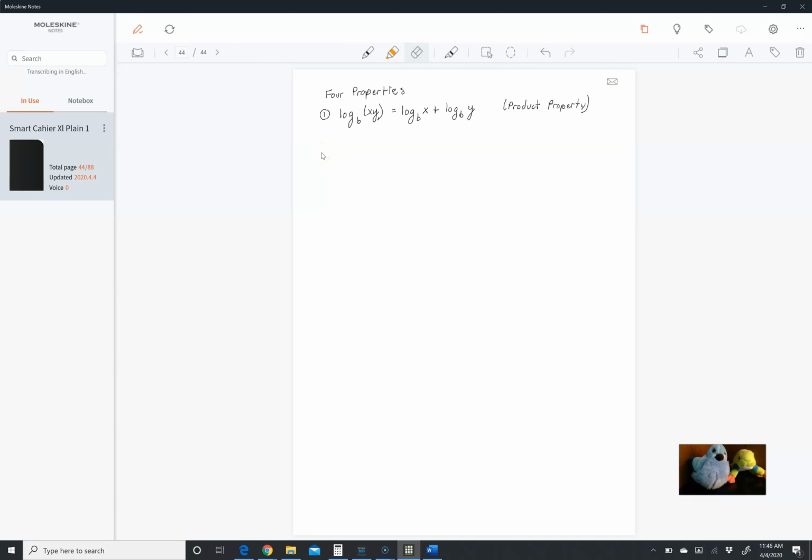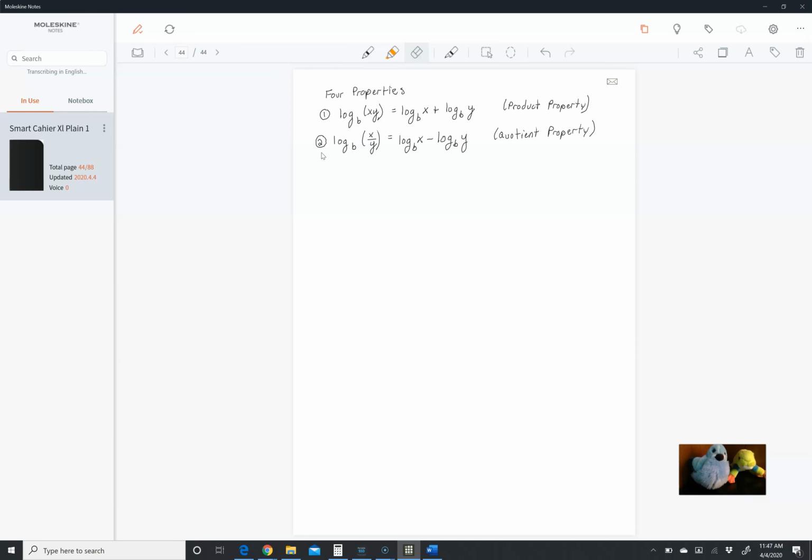Okay. The second one is kind of intuitive because it's based on this one. It's saying if instead of multiplying, you're dividing, then when you break it up, you subtract. And we call this the quotient property. Again, in exponents, if we're dividing and we have the same base, we subtract the exponents. So here, we're dividing, we have the same base, we subtract the logs. So we're going from 1 log to 2 logs.